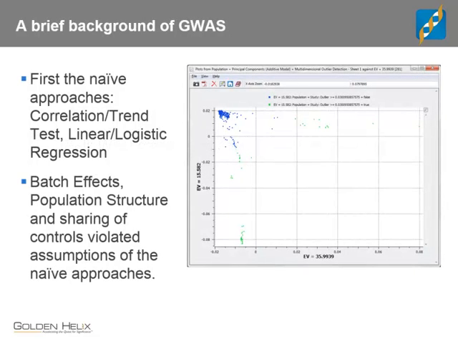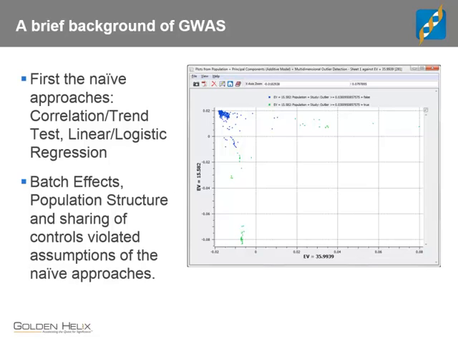A brief background of GWAS. Naive approaches such as correlation trend tests or linear logistic regression assumed independence of samples, which means no technical replicates, no batch effects. The same array platforms are used for cases and controls and processed at the same lab under the same conditions. Minor allele frequency greater than 0.05 and Hardy-Weinberg equilibrium. In other words, a perfectly designed experiment from start to finish. Well, we all know that's not exactly realistic.